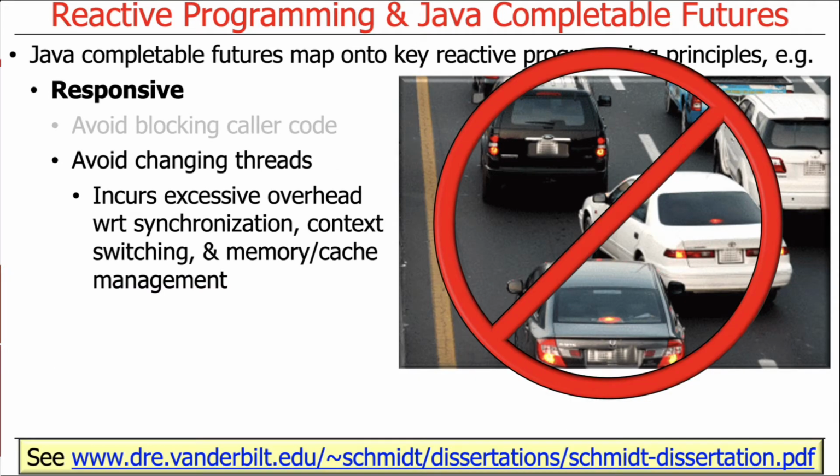Another way you can be responsive is to try as much as possible to avoid changing threads. Sometimes it makes sense to change threads, sometimes it doesn't. If you've ever been on an interstate that's crowded, you know some people love to switch lanes all the time. And sometimes that gets them there faster, sometimes it gets them there slower, sometimes it causes accidents, but it usually causes confusion and everybody's all trying to switch back and forth. And so it can become a lot more overhead and actually make things worse. Why gratuitous changing of threads is a problem is because it can incur excessive synchronization overhead, context switching overhead, memory management overhead, and cache management overhead.